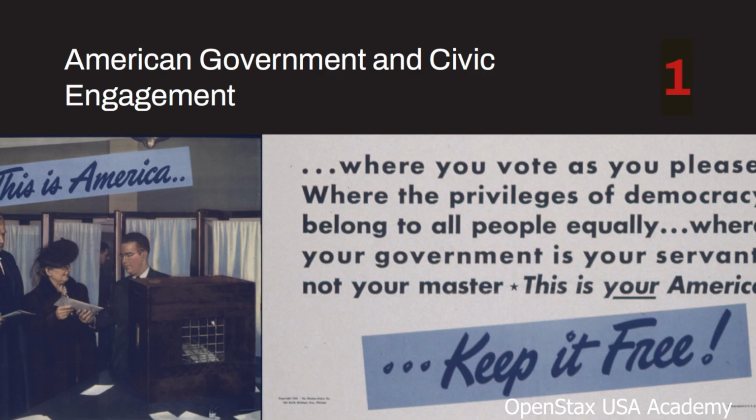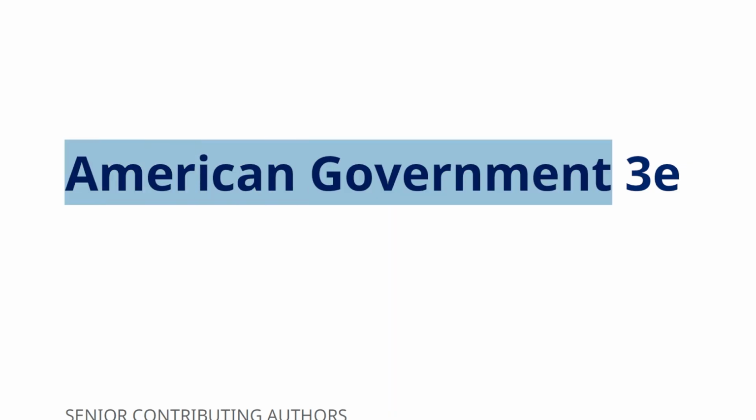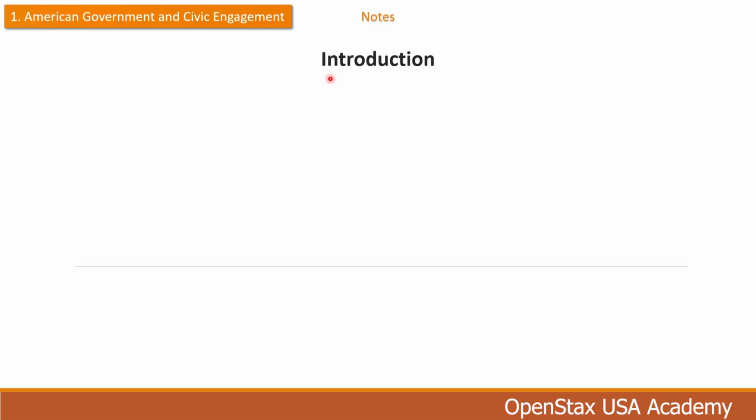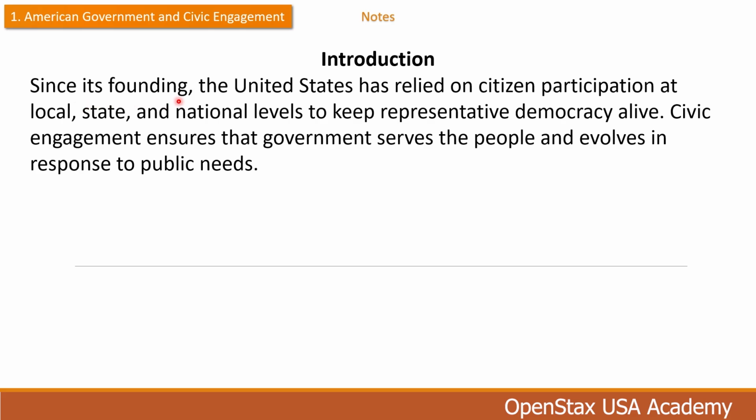Chapter 1, American Government and Civic Engagement, Short Notes and Summary from American Government 3E. Introduction. Since its founding, the United States has relied on citizen participation at local, state, and national levels to keep representative democracy alive. Civic engagement ensures that government serves the people and evolves in response to public needs.